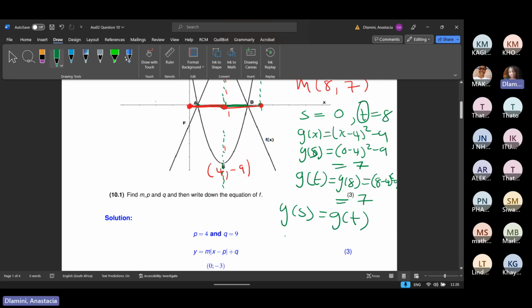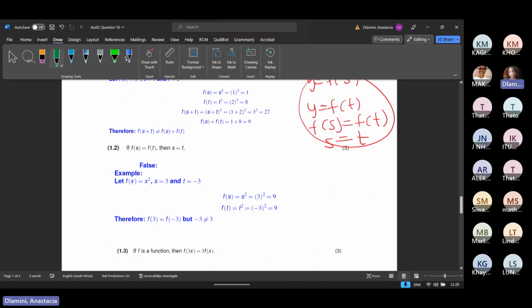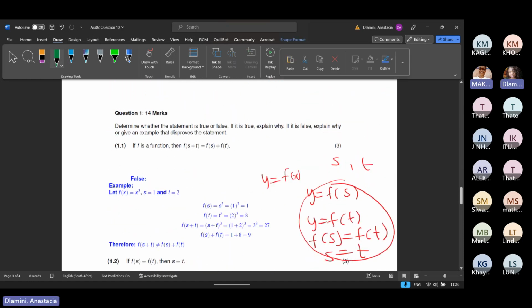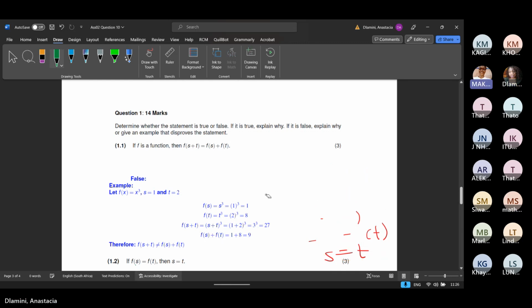But is it true that s is equal to t? No, ma'am. It's not true because s is equal to 0 and t is equal to 8. This statement is true, but the statement that we got here is false, because we did get the same value of y for s and t, but s and t were not the same values. So a parabola can be a good example.